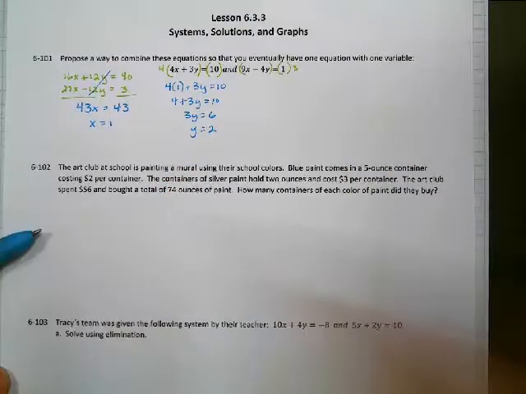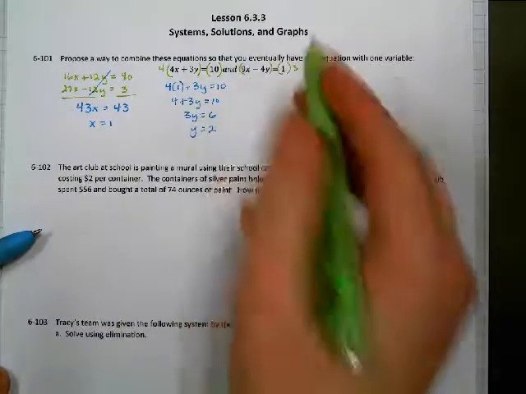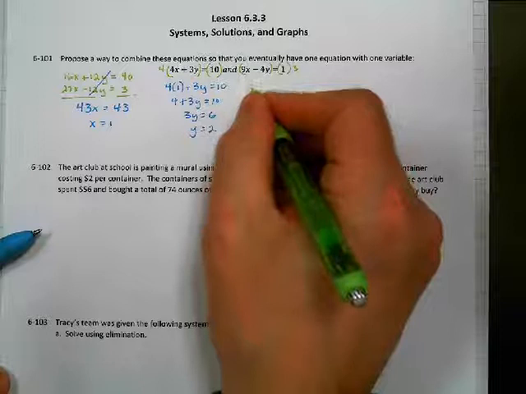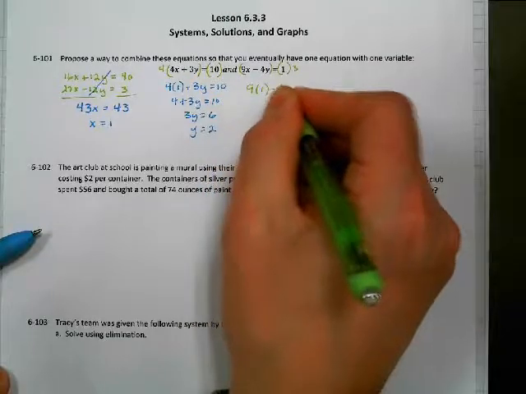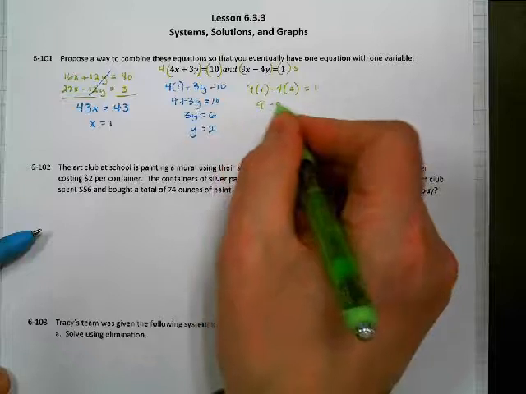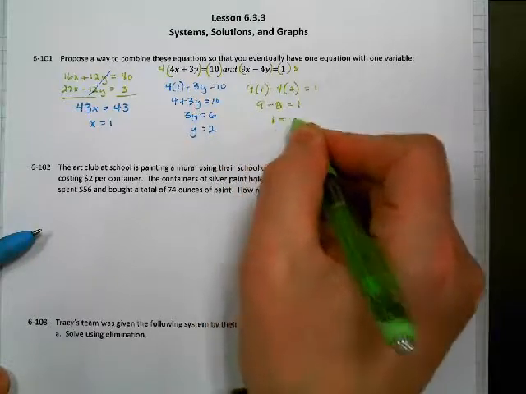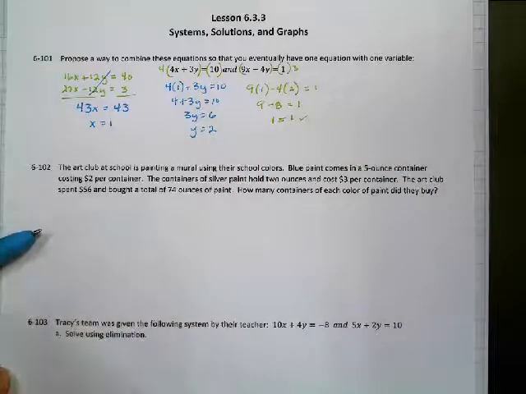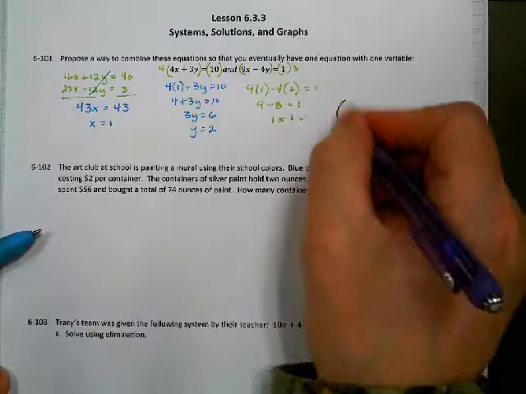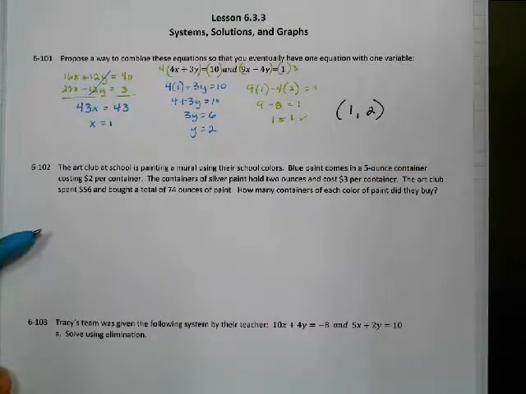Now we're going to double check to see if my solution works for the second equation. So I'm going to do 9 times 1 minus 4 times 2 and see if that equals 1. So I got 9 minus 8 equals 1. That works. So now I get (1, 2) as my answer. So sometimes you're going to have to multiply both of the equations.